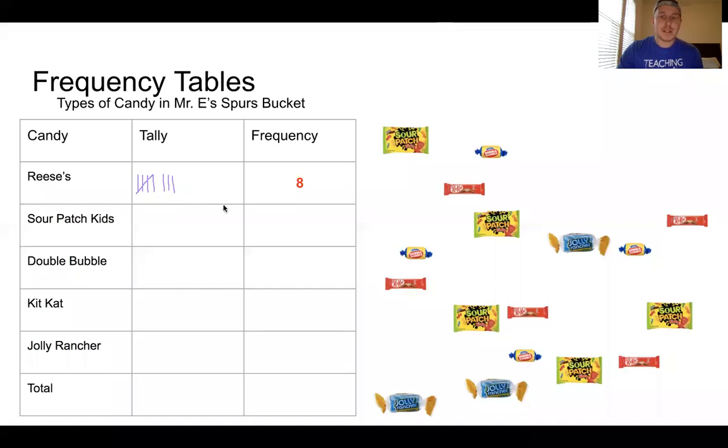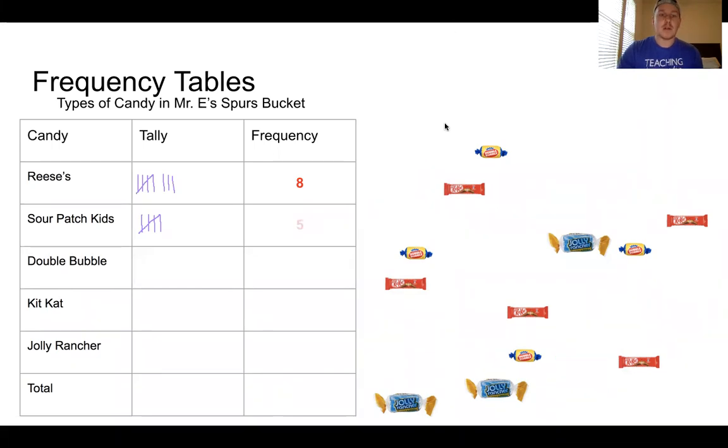We've got our Sour Patch Kids. I know you guys love those Sour Patch Kids, so they're not as many in my bucket because you always take them. So we've got 1, 2, 3, 4, 5. So we tally 1, 2, 3, 4, and 5. Remember when we tally on the 5th one, we do a diagonal, okay? So we have 5 Sour Patch Kids in Mr. E's candy bucket. So we'll get those Sour Patch Kids out of the way, and we can see that there's 5 in there, okay?